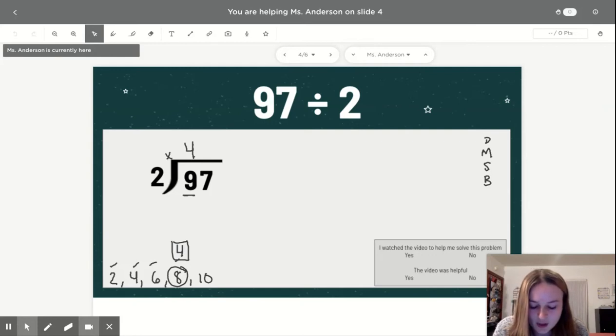So I already did the dad divides, now I need to do mom multiplies. So I need to multiply 2 times 4, which we already figured out at the bottom, is 8. So I'm going to go ahead and write it below the 9. And now I need to do sister subtracts. 9 minus 8 is 1.